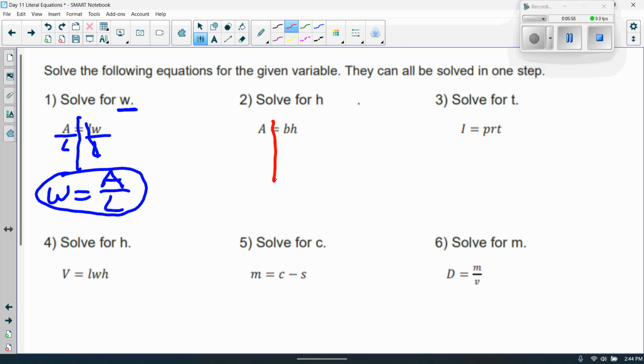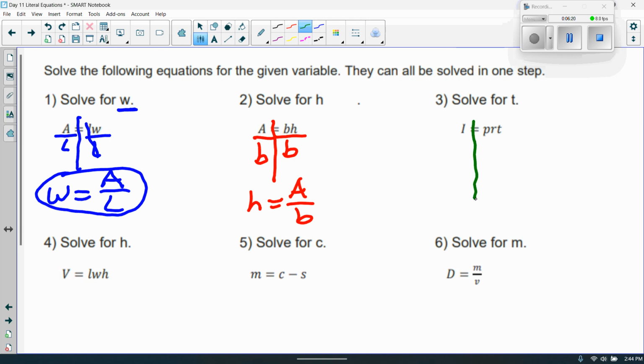Here we go. Okay, so the H is on the right side. I see a B is attached to it. I want to get rid of that B. So divide both sides by B, and you get H equals A divided by B. And there's your answer. Okay, so for number 3.